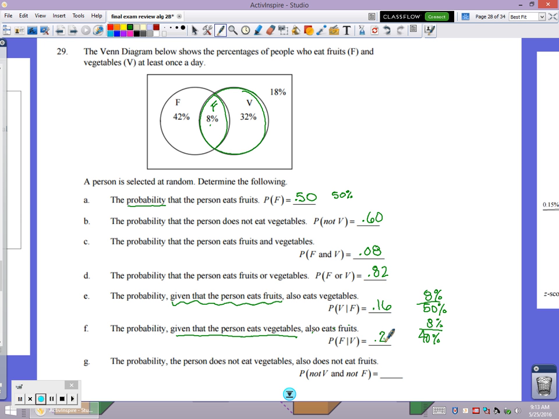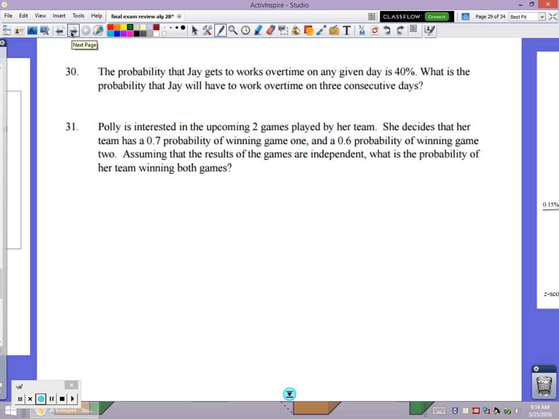All right, wonderful. The last one, this one's a little tricky, so we need to read it carefully, make sure we understand what's going on. Okay. The probability that the person does not eat vegetables also does not eat fruit. Person that does not eat vegetables, so outside of the vegetable, also does not eat fruit, so also outside the fruit. Well, okay, so outside anywhere, it looks like just that right there, 0.18. All right, wonderful. I think we have 2 more problems, and that's the end of Unit 5.